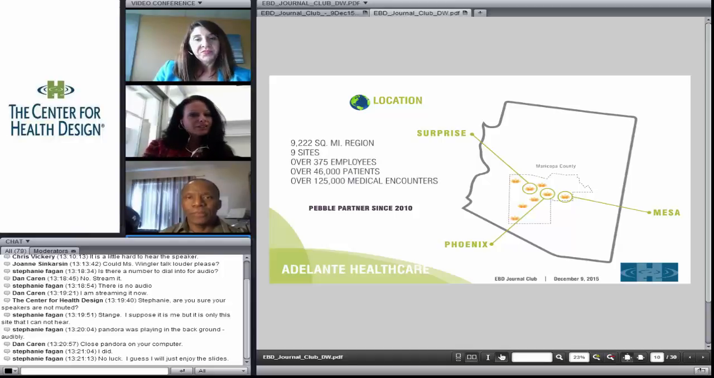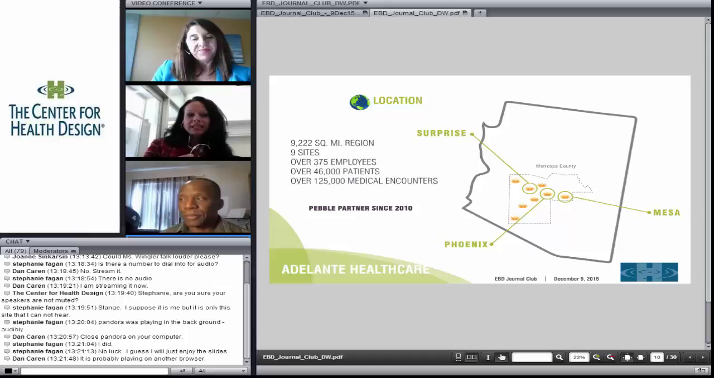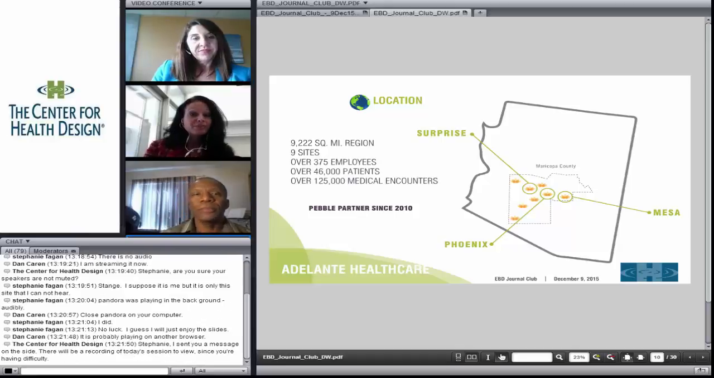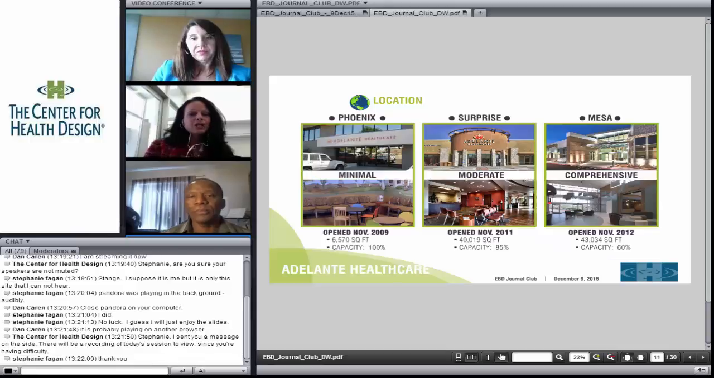So Adelante Healthcare itself is a system of, just this month, 9 federally qualified health centers. I apologize, you're only going to see 8 little dots there, but that was new as of the last few weeks. They cover the Phoenix metropolitan area and the surrounding communities. This study was done in 3 of their sites, and we're going to flip to that slide so it makes sense. These are the 3 sites that we looked at.